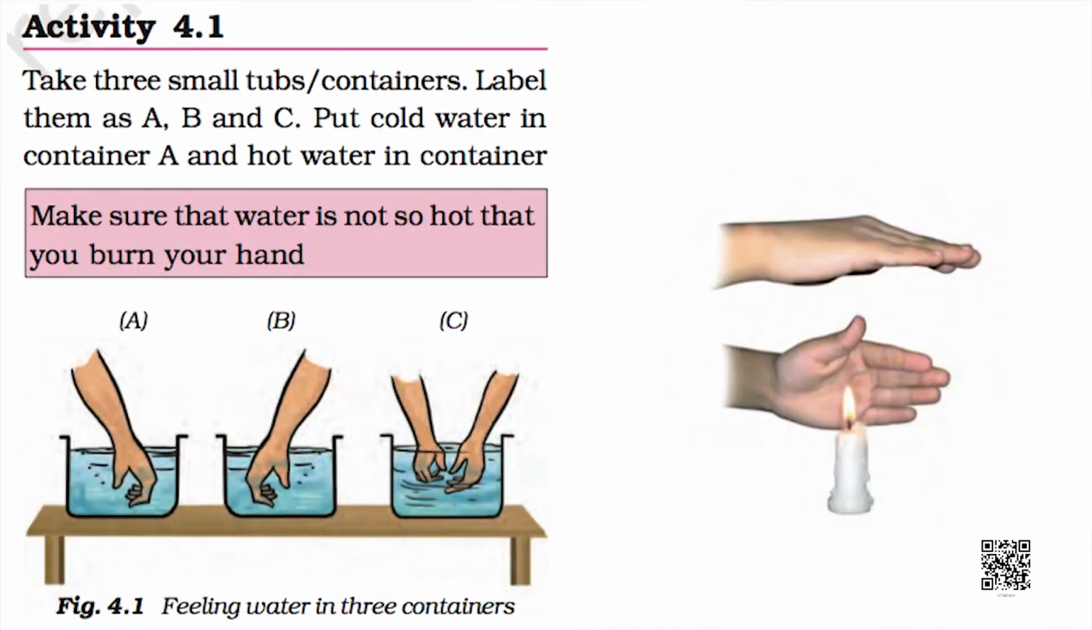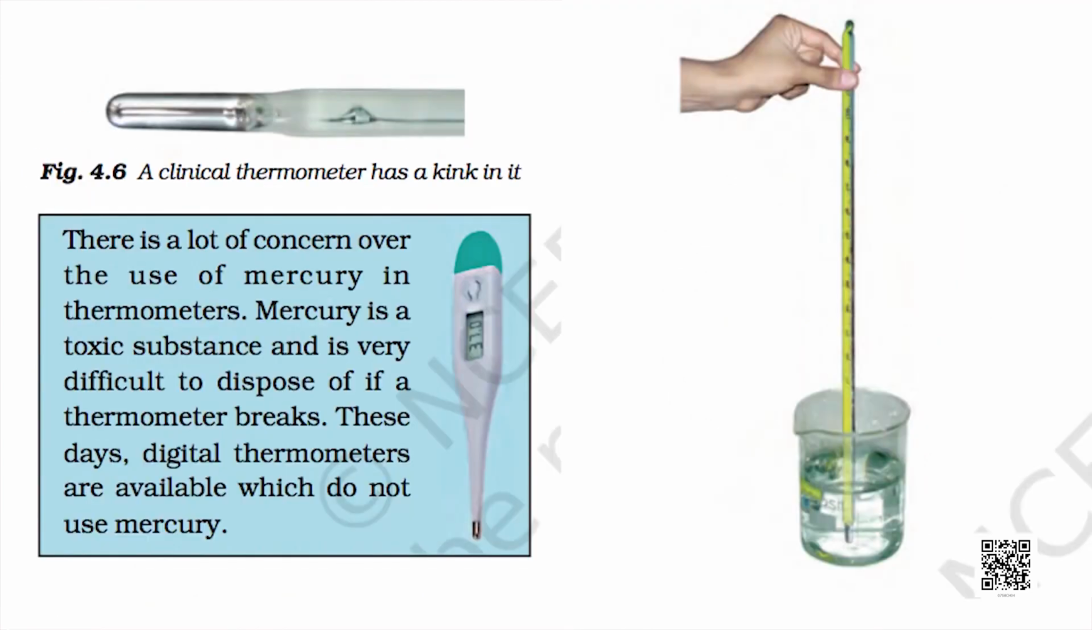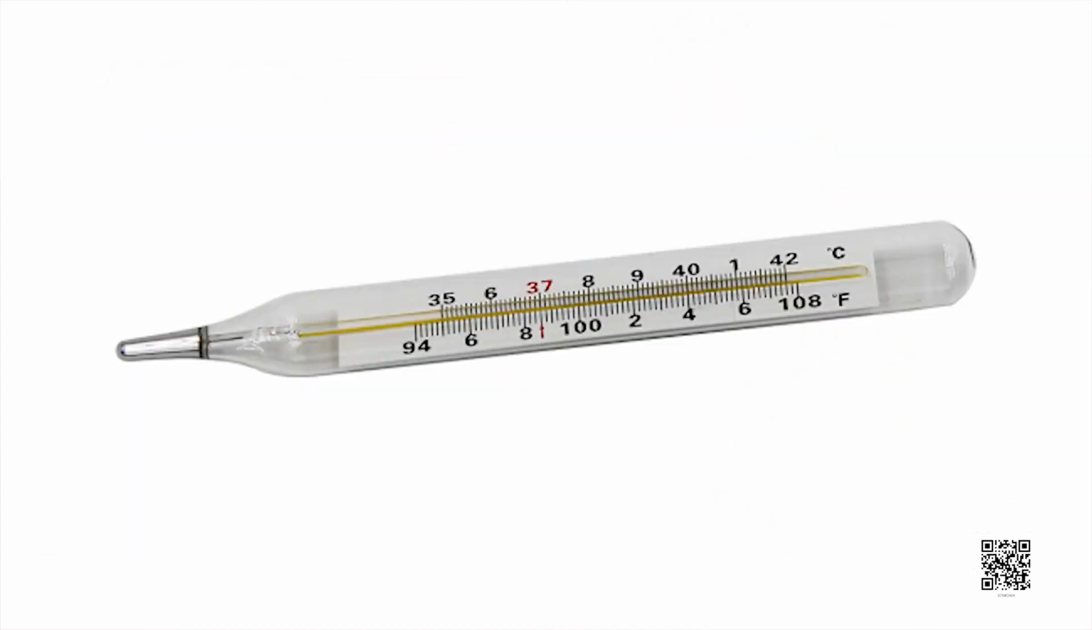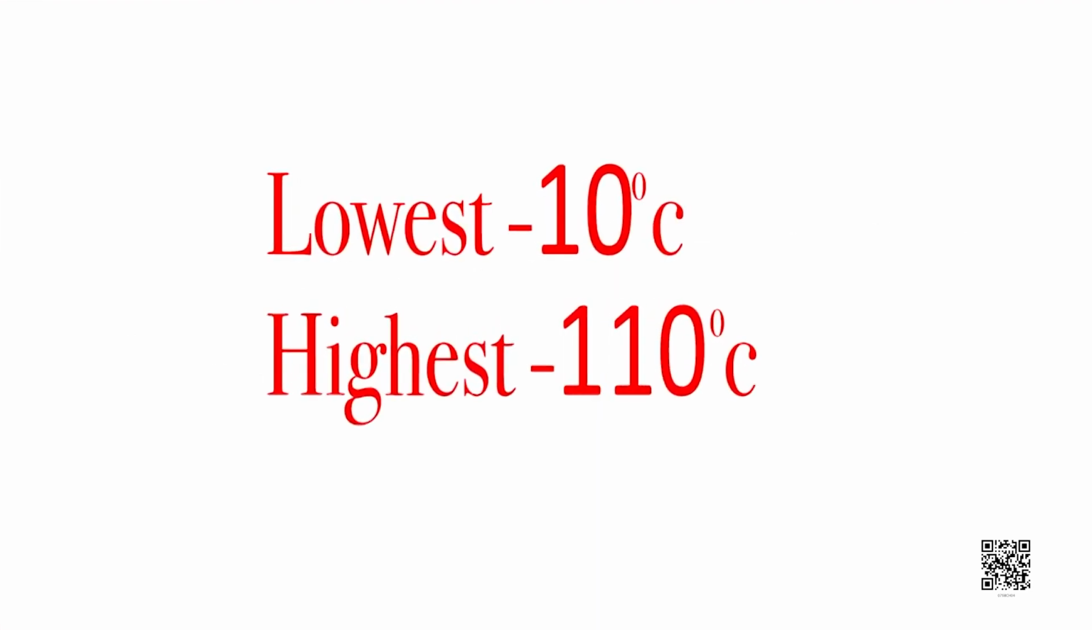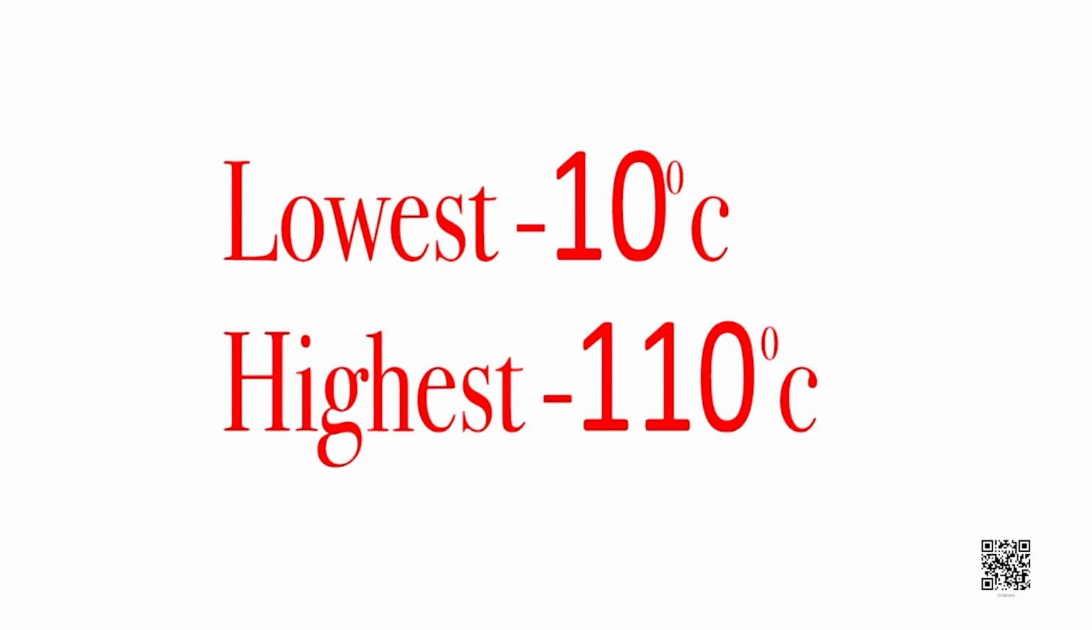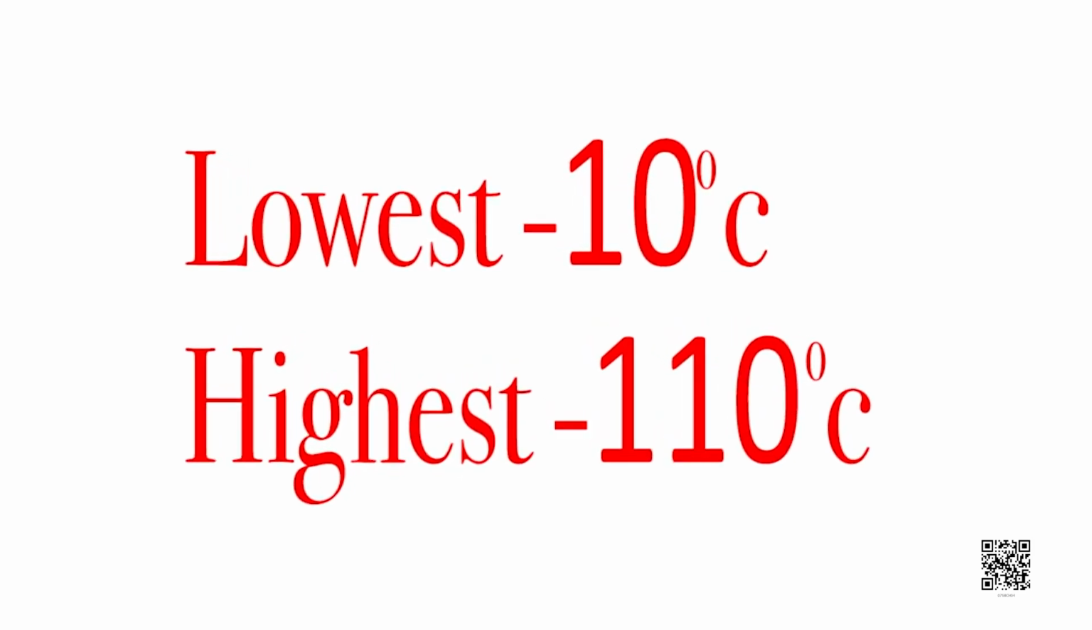Okay students, now we will conclude this chapter for what we have learned here. Our sense of touch is not always a reliable measurement of temperature. We have learned about clinical thermometers and laboratory thermometers. The range of clinical thermometers is from 35 to 42 degrees Celsius, and the range of laboratory thermometers is -10 to 110 degrees Celsius. The clinical thermometers are used for measurement of human body temperature, and the laboratory thermometers can be used for the measurement of temperature of various other things.